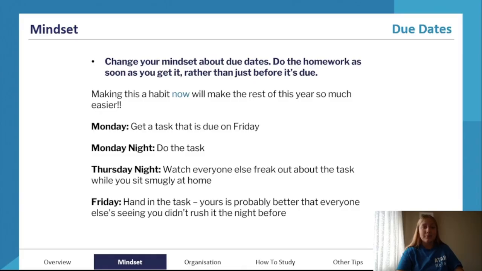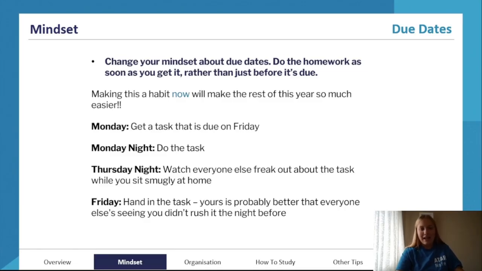Instead of keeping it to the latest possible date, like doing homework or SAC prep the night before, we really want to do our homework as soon as we get it, while the lesson and the content is fresh in our minds. And if you have a SAC coming up, that also means start studying and revising early, to make it easier for yourself. If we make this a habit now, it's going to make the rest of the year so much easier.